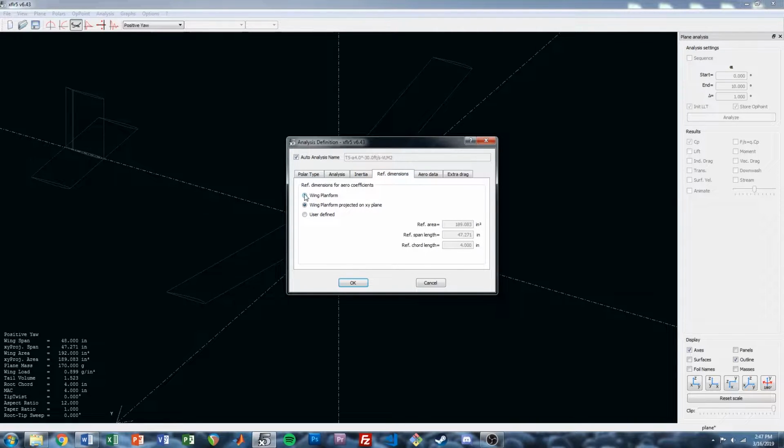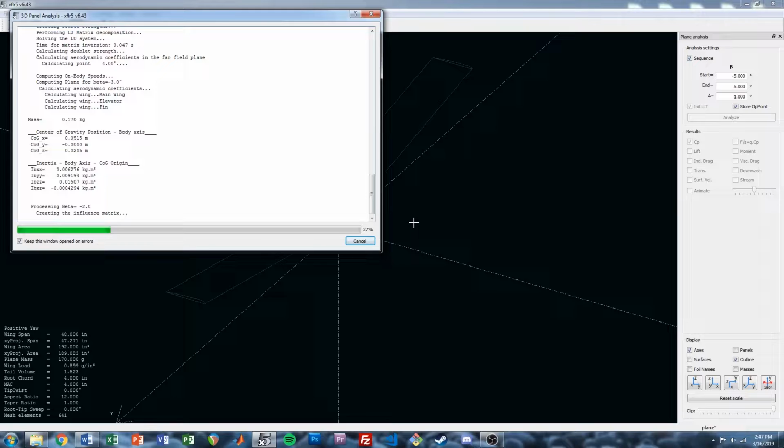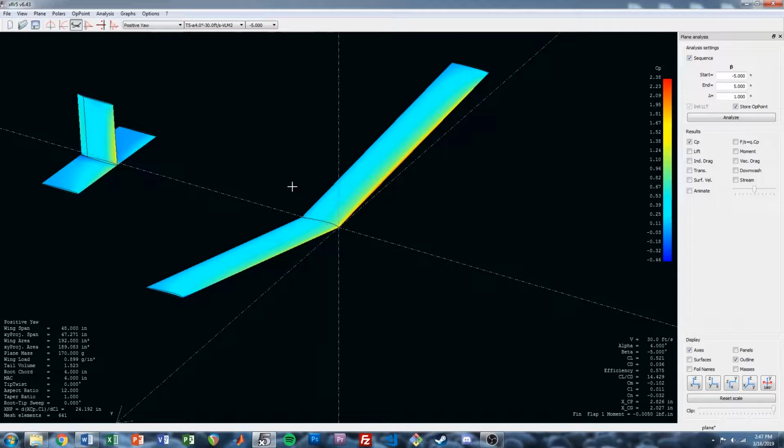The reference dimensions, again, we want to change to the wing plan form, not the plan form projected onto the XY plane, but the plan form. And I think that should do it for us. So go ahead and hit OK. And I'm going to run beta -5 to 5. All right, so I was able to run successfully.